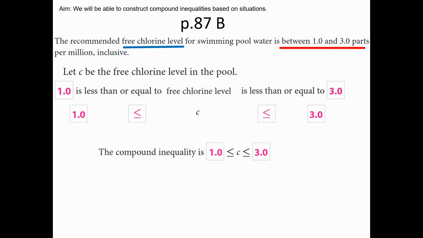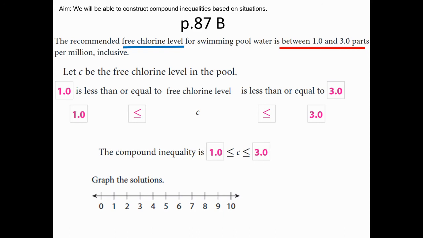And if I wanted to graph this, I could put a number line right here, and I would focus on putting down the 1.0 and the 3.0, which are closed circles because we have lines underneath them. And then we could just connect those two circles with a line because C is in between them. If it was an OR situation, the lines would be going in opposite directions. And this is the only example I wanted to show you guys, just to give you an idea of how you could represent a situation with a compound inequality.